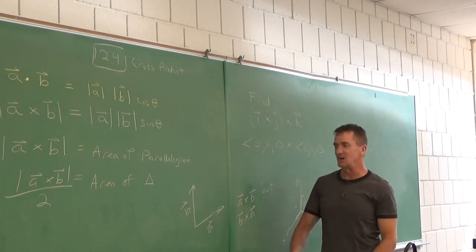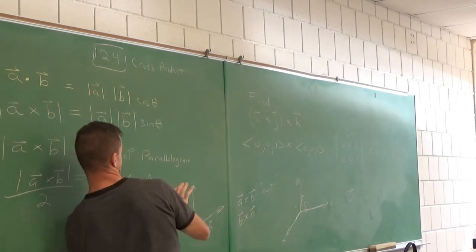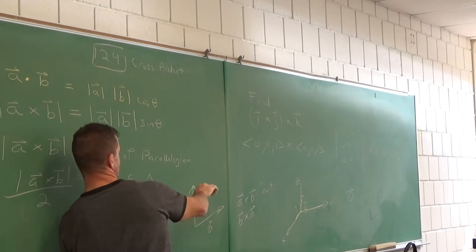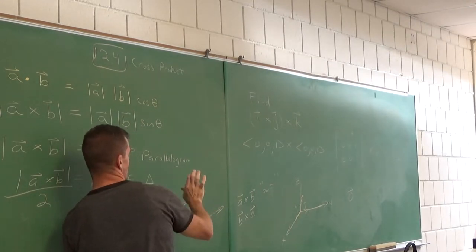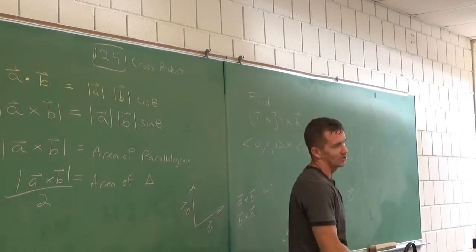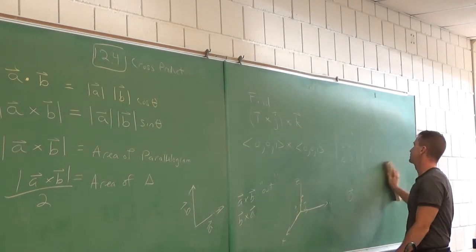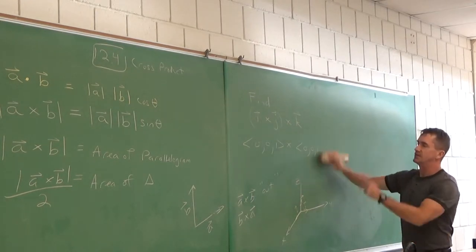It's weird when you try that, because when I'm trying to get my right hand, you're like, all right, how do I do that? Look, see what I'm doing? B cross A. Does anyone see my thumb? It's going into the board. That's called the right-hand rule. Well, good job with that.